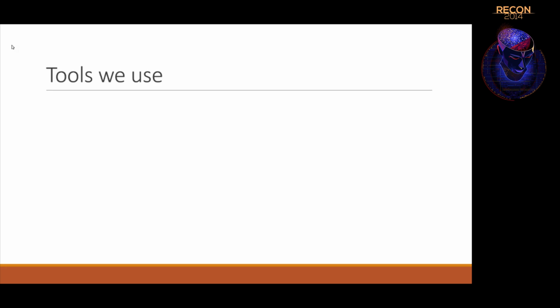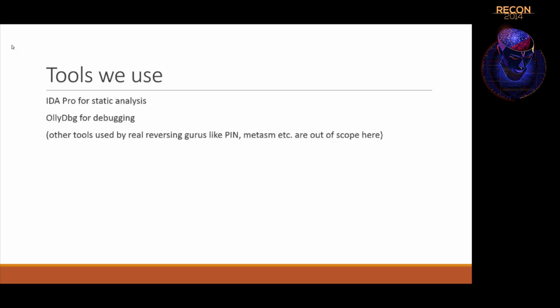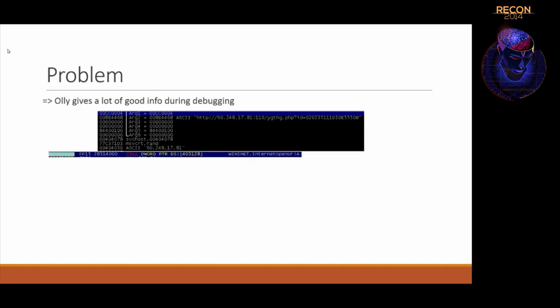And the problem that I had is that the tools that an average reverser like me uses are mainly IDA Pro and OllyDbg. There are some tools that are used by real reversing gurus like PIN, Metasm, Vivisect, and so on. But these tools are out of scope for this presentation, and for other average reversers that are not the real gurus. This presentation is addressed to those people. So, here is the problem.